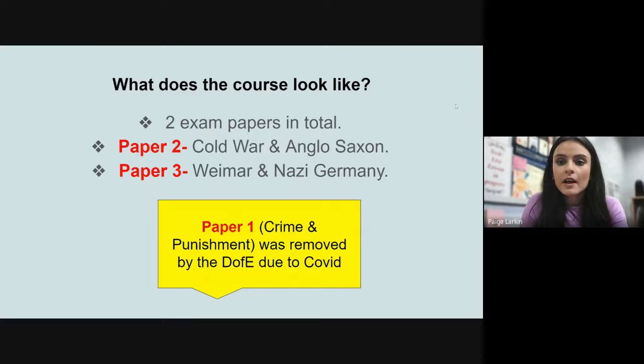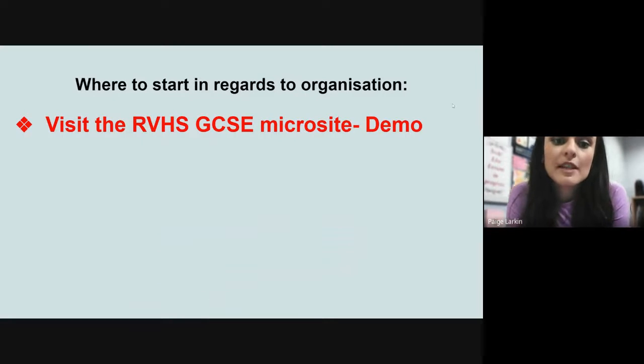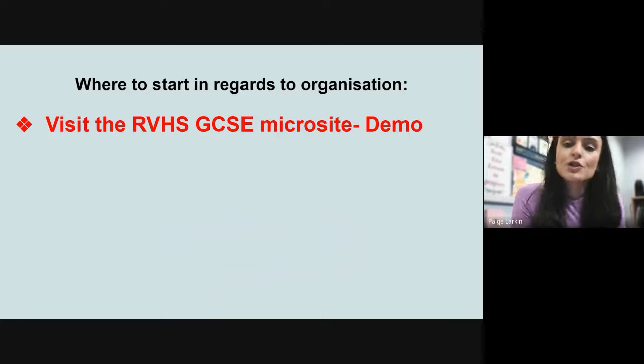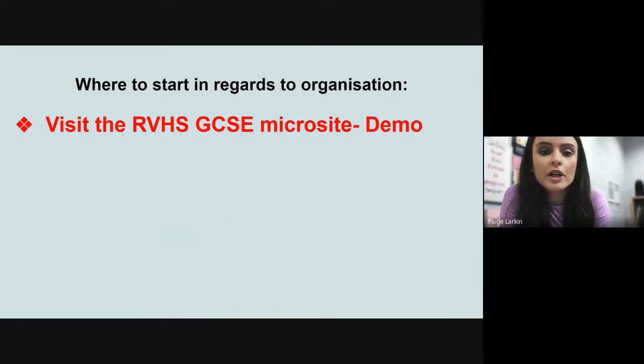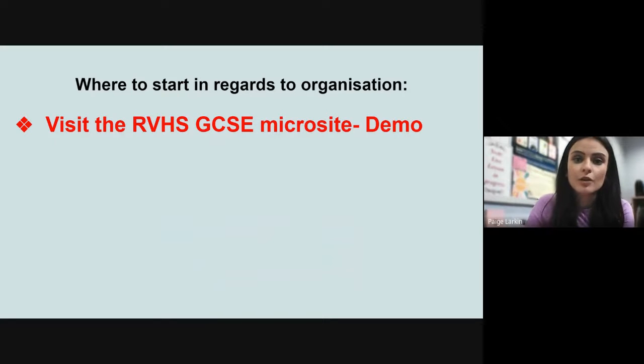Okay, so moving on then, I'm just going to give you a brief demo on where you should start in regards to organising yourself for GCSE history. As you can see from the screen, there are 3 big units to get your head around. You've got the Cold War unit, the Anglo-Saxon and Norman unit, and of course Weimar and Nazi Germany. So where do you start to get yourself organised?